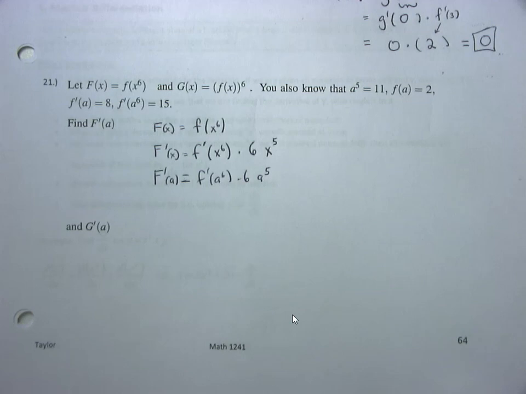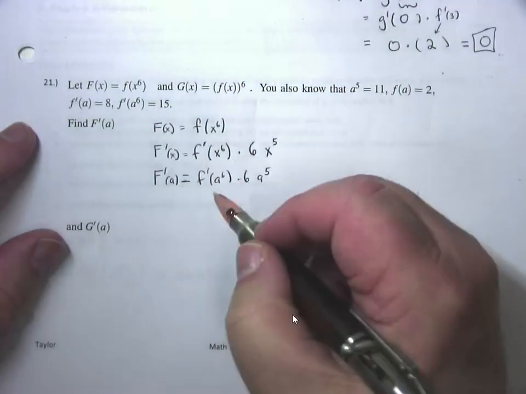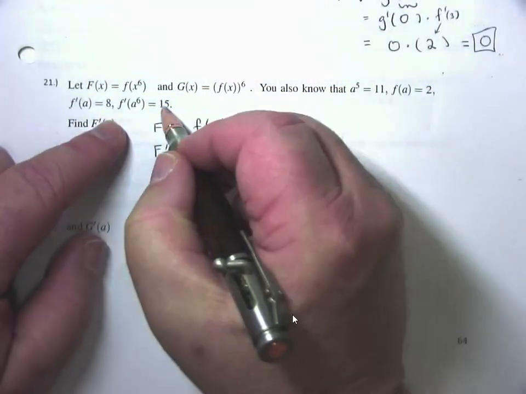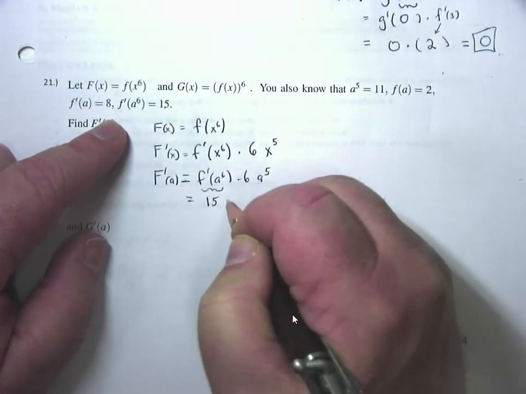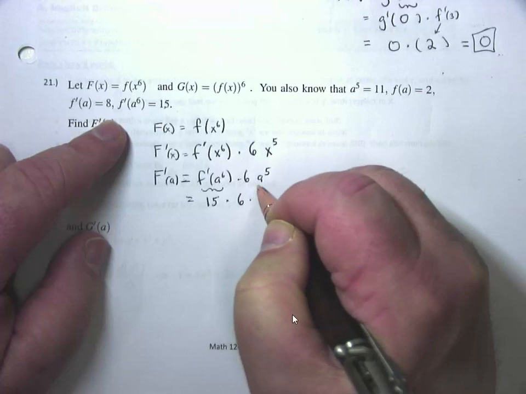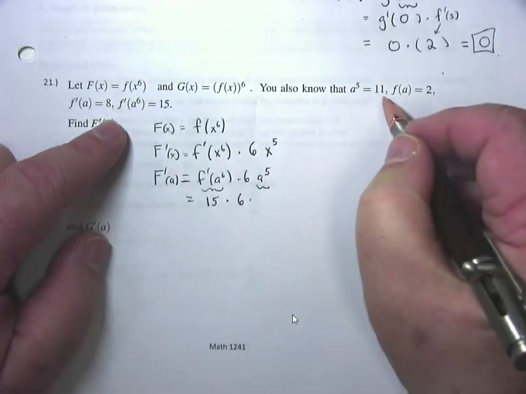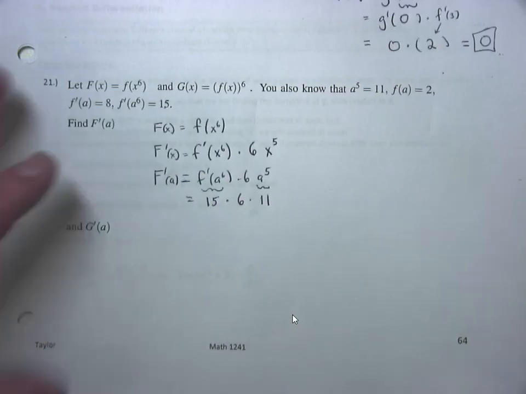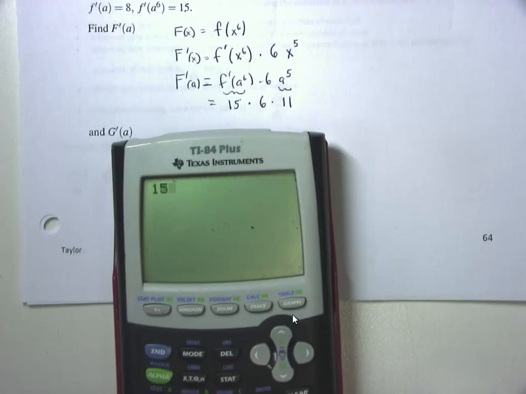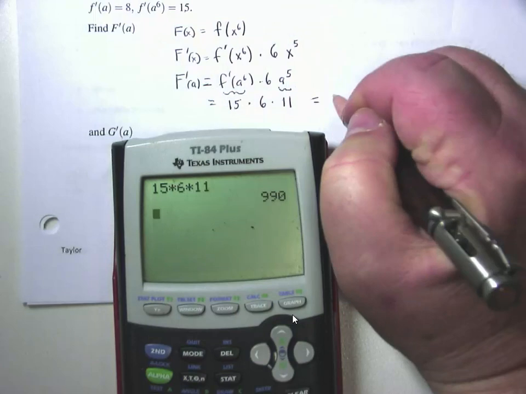Now, I'm going to go grab the chart over here, and let's see what we got. F prime of a to the 6. They gave me that one. What number was that? That was 15. Times 6 times, and they also gave me what a to the 5th was. What's a to the 5th? 11. And you notice I went and grabbed my handy dandy calculator here. So here we go. Multiply this. 15 times 6 times 11 is 990.